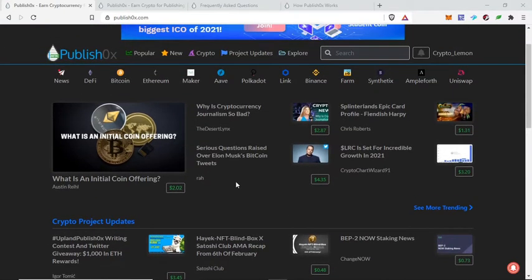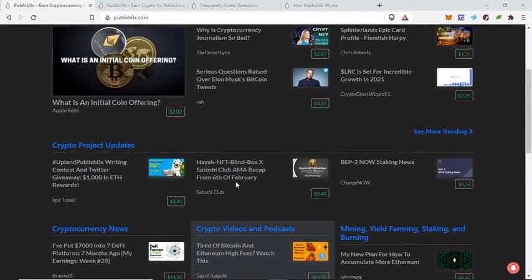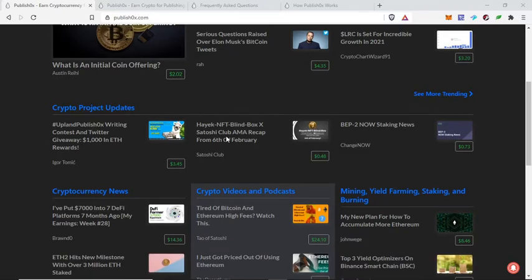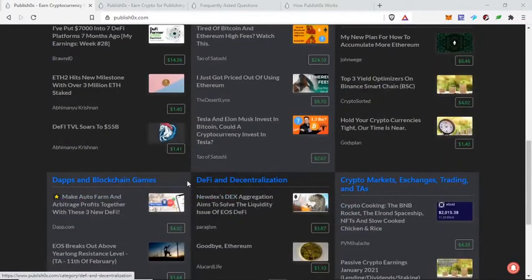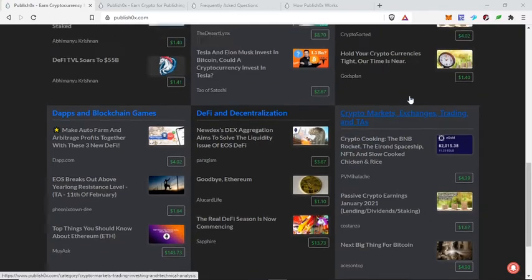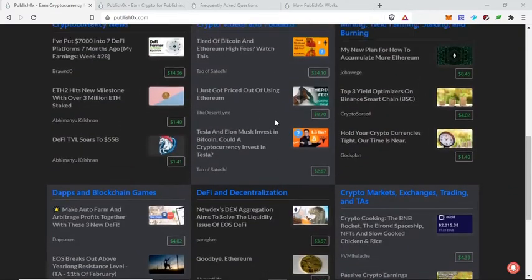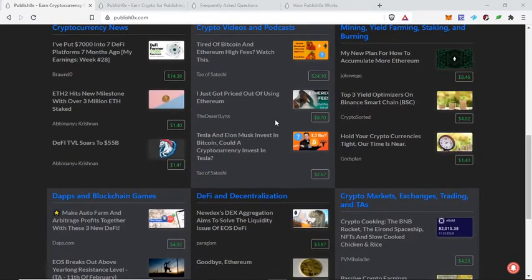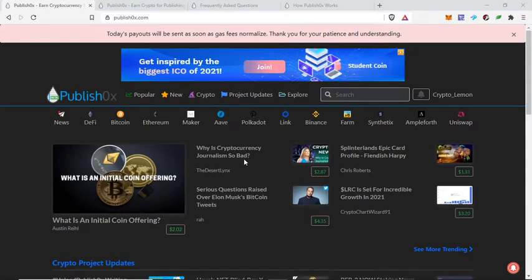It's organized with the top articles, or the ones with the most momentum at the moment, and it's also organized in different topics. You have cryptocurrency news, video and podcast, mining, DeFi, dApps and blockchain games, and finally crypto markets, exchange and trading. These categories can evolve because, for example, DeFi was not there a year ago. They noticed that a lot of people were interested in this topic, and therefore they made it a category.